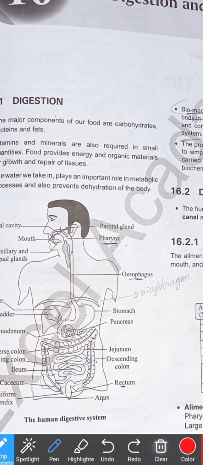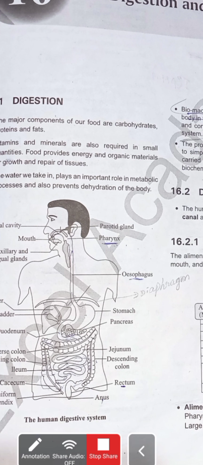The cecum continues upward as the ascending colon, then continues as the transverse colon, then as the descending colon, and it continues as the rectum, and finally it opens out as the anus at the back, or posteriorly.